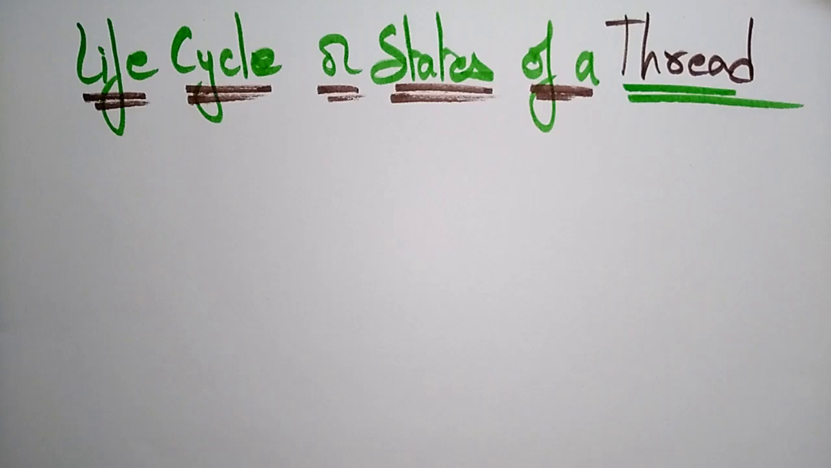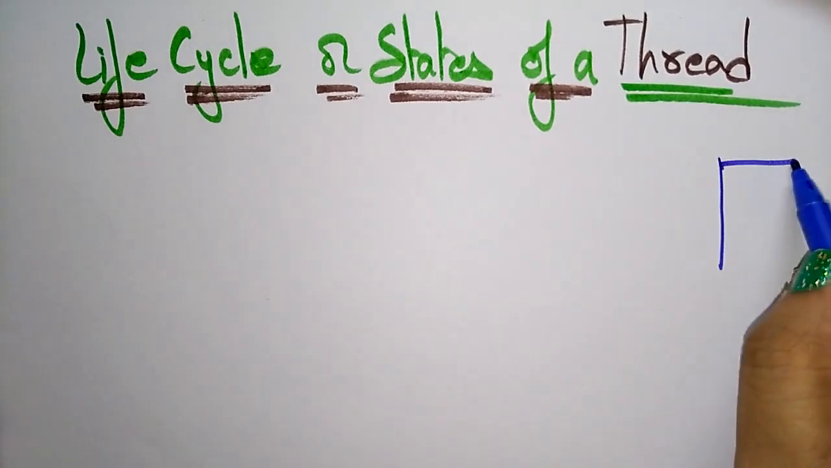Hi students, let us come to the next topic, that is the life cycle or different states that are present in the thread. In the previous video I gave an introduction to threads. A thread, I said, is a lightweight process. Just like a process has different states, in the same way the thread also has different states.